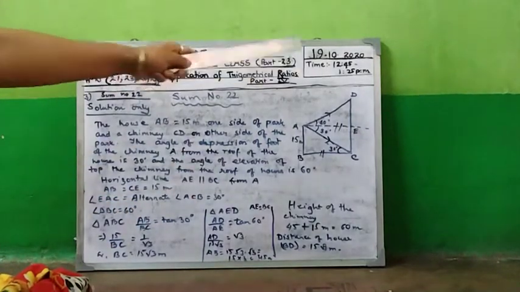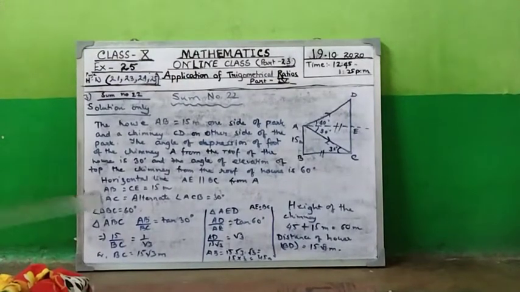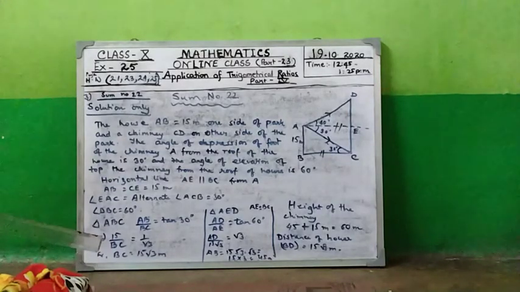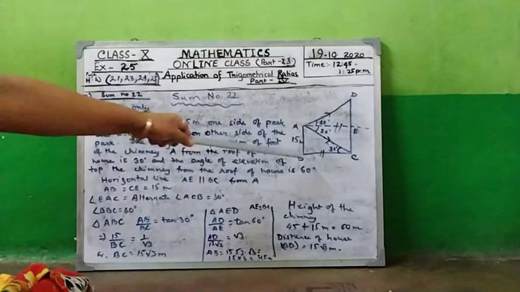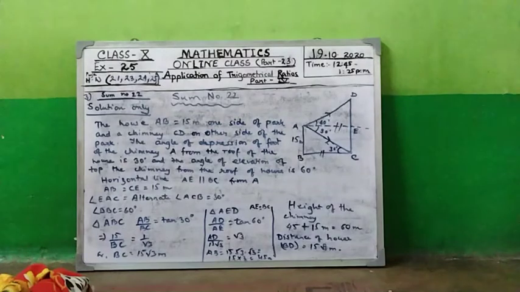So the height of the chimney is, what is it? EC plus ED. EC plus ED is equal to 45 plus 15 meter, that is equal to 60 meter. And the distance of the house, that is 15 root 3 meter. 15 root 3, that is BC. Distance of the house from the chimney, that is BC, that is equal to 15 root 3 meter.